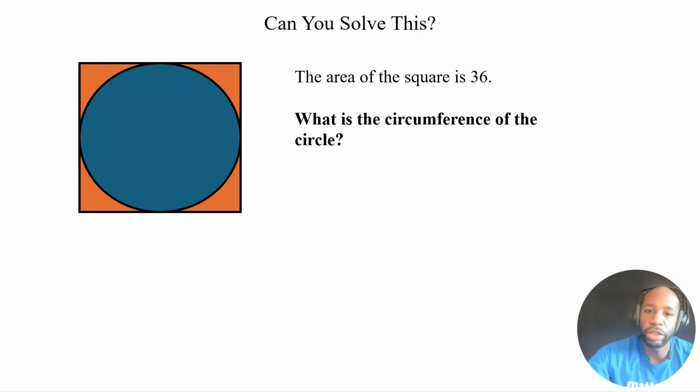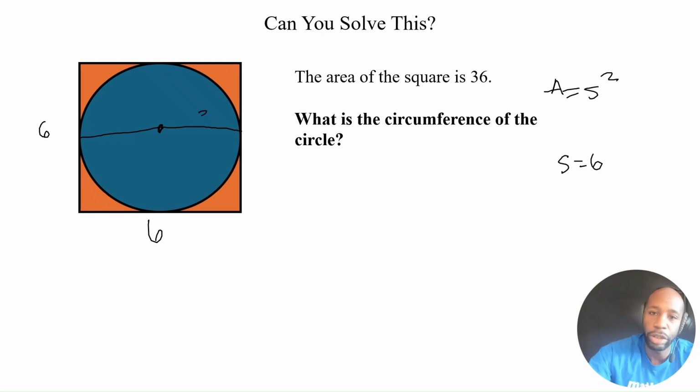So for the circumference of the circle, first we need to figure out how to apply this area of the square. If the area of the square is 36 and the area of a square is typically side squared, then that means that each side of the square is equal to 6. If each side of the square is equal to 6, then that means that straight across the circle, each side of the square is 6. Half of that, the radius, is going to be 3, right?